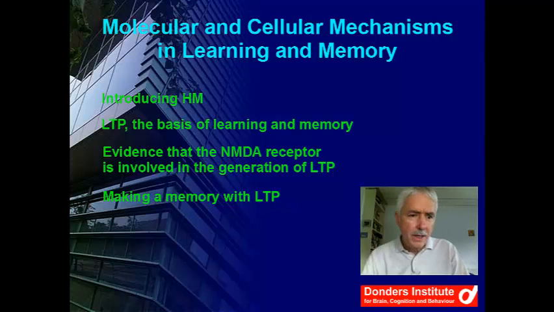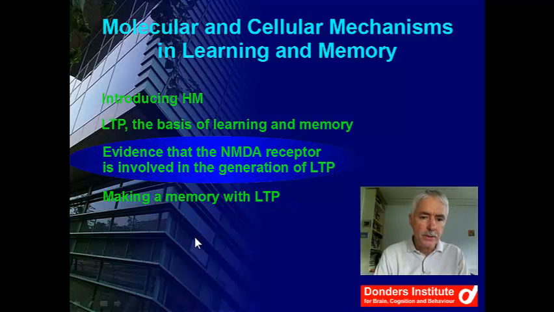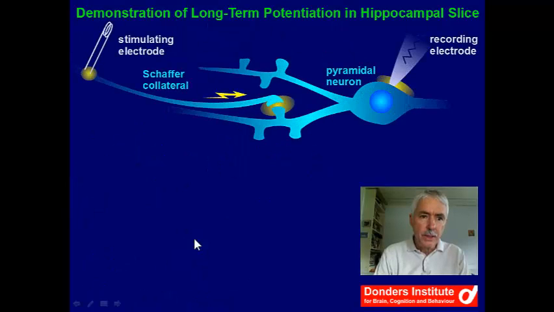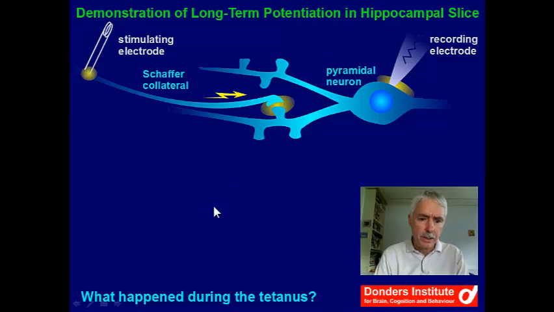Well, welcome back. Now we're going to take a look at the evidence that the NMDA receptor is involved in the generation of LTP. So there is our topic. Now, if you recall from last time, this is the setup from the last lecture, the setup that we used to demonstrate LTP. What we want to look at now is what's going on during the tetanus in this synapse that's leading to LTP. It's making the synapse stronger so that it leads to a stronger postsynaptic response.